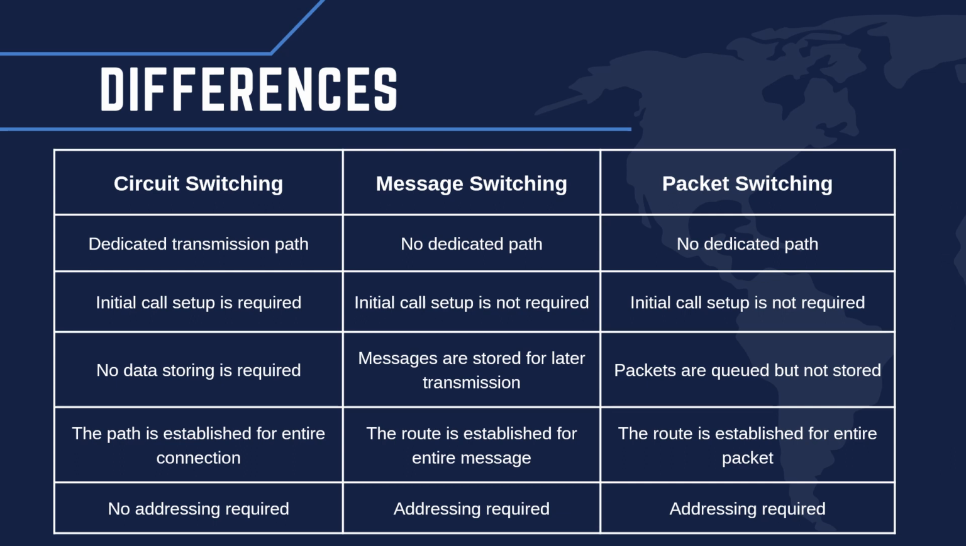Now, in case of circuit switching, no addressing is required. I told you that there's a single connection line. So what's the need of addressing in circuit switching, right? So no addressing is required. But in case of message and packet switching, we know there are different routes. The messages or packets can be arriving from different routes. So they need addresses. They need the address of the destination device, source device, etc.